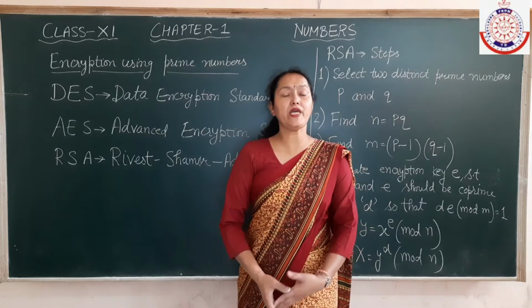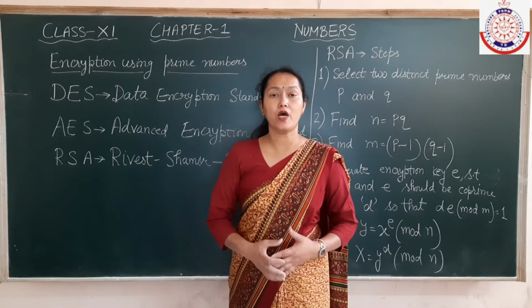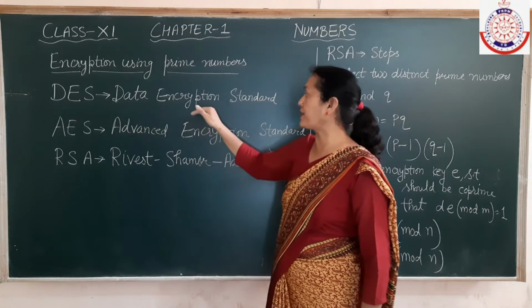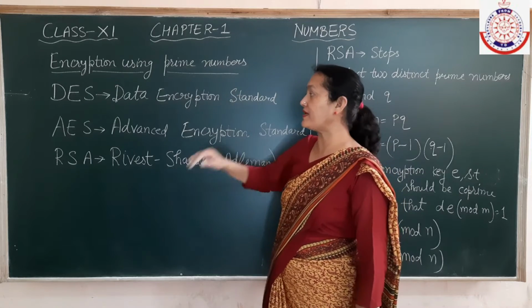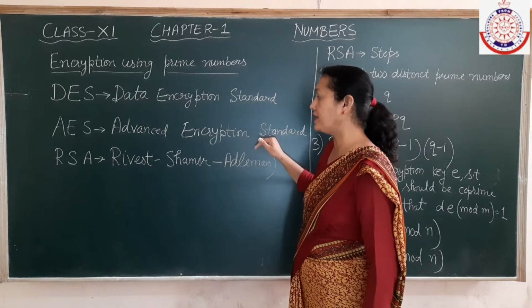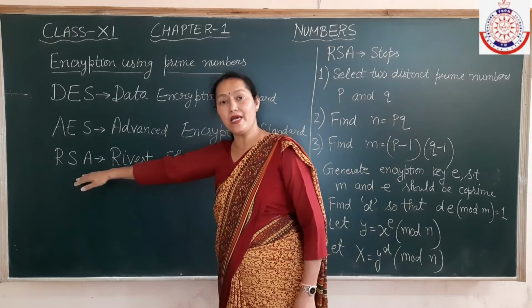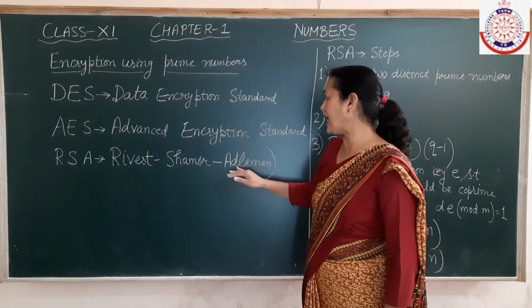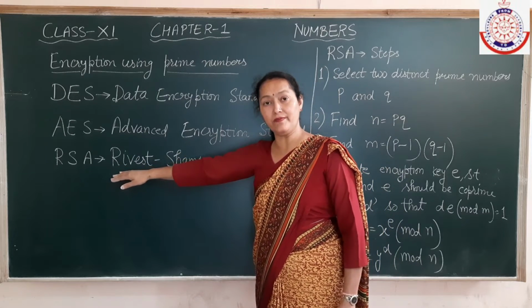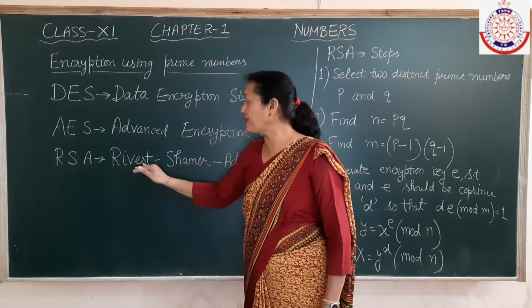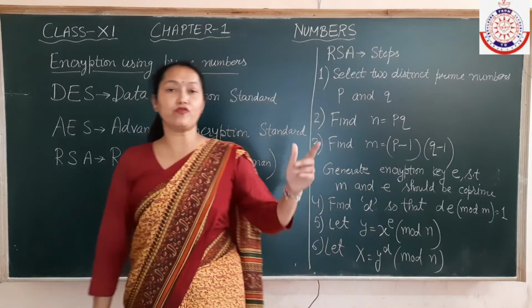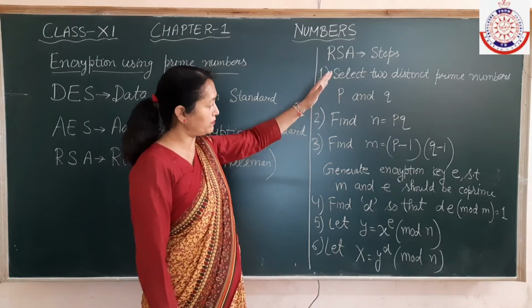We have three encryption methods using prime numbers. The first method is DES, that means Data Encryption Standard. The second one is AES, that is Advanced Encryption Standard. And the last one is RSA, Rivest, Shamir and Adleman. Out of these three methods, we will be learning the RSA method, named after these three mathematicians. To understand the RSA method, we have to follow particular steps.